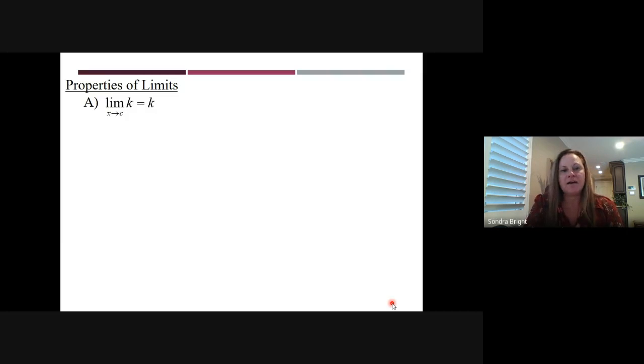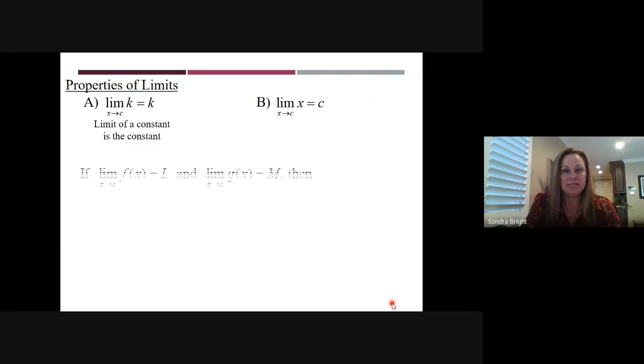The limit of k, like a constant, as x approaches c, well, it's just equal to k. So the limit of a constant is the constant. If you think about it, if y equals 3, that's a horizontal line. So it doesn't matter what x value it is, your y value will always be 3, right? So that's where the limit of the constant is the constant. And then for the limit of x as x approaches c, well, we just plug in c into x, and our value is c.